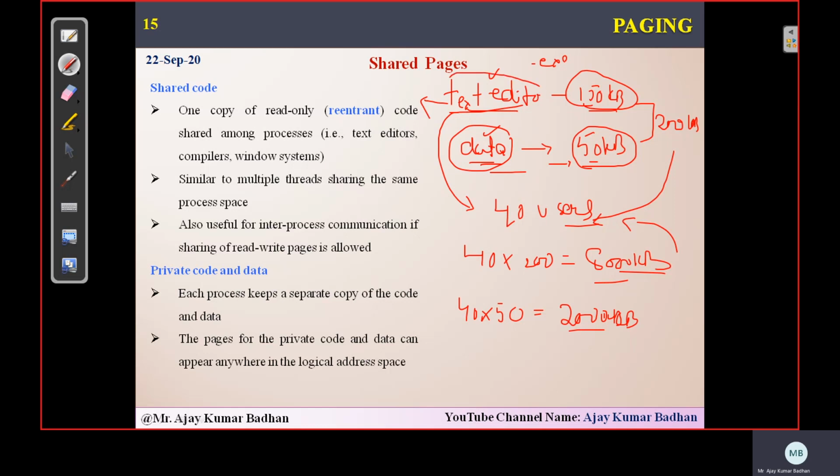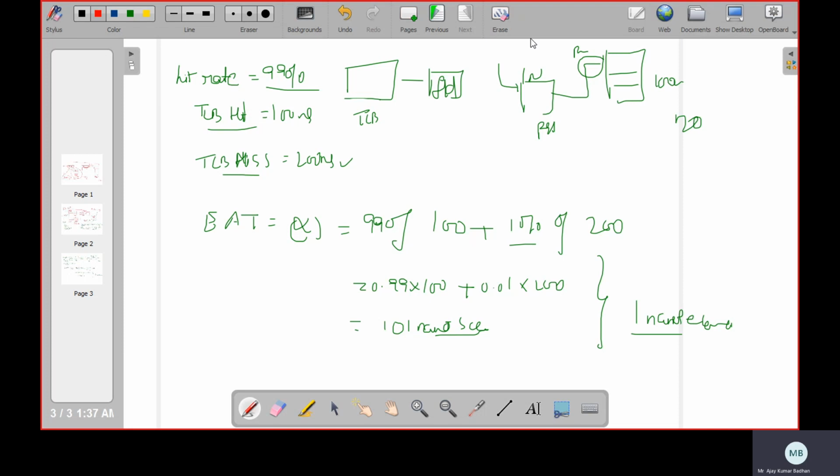What about the text editor? This text editor is shared with all the 40 users. It is not separately provided to each of them, only shared. Only one application is shared with 40 members, so only 150 KB of memory is consumed. So what is the total memory we require if we are sharing? We require 2150 KB. Let me explain it one more time using this paper so that it becomes clear for you.